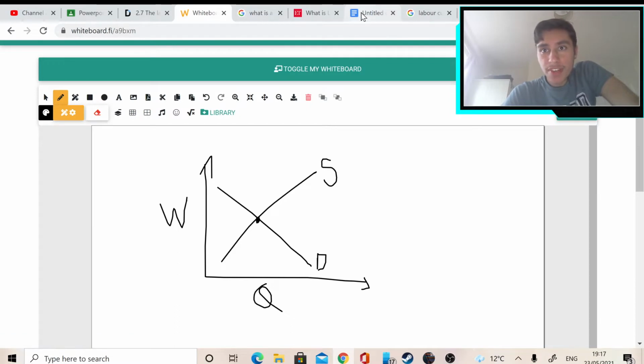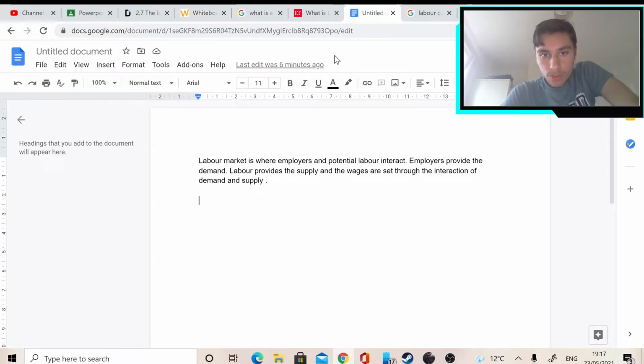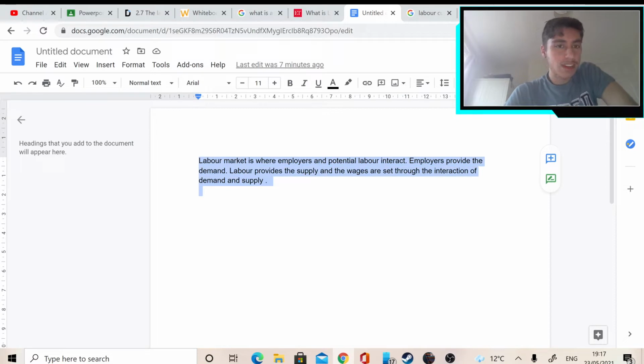So first of all, we need to understand the definition of labor market. Labor market is where employers and potential labor interact, or you can even say workers, but I like to say potential labor. Employers provide the demand, labor provides the supply, and wages are set through the interaction of demand and supply. Very easy. Now, if you write all this, I think this is worth like 3 or 4 marks.